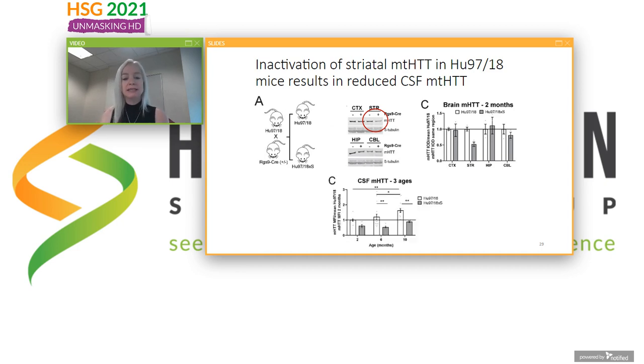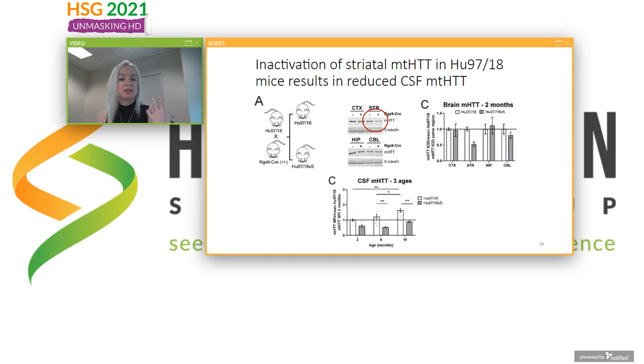And importantly, in these animals, when we have this approximately 50% reduction in striatal mutant Huntingtin, which is within the target range of therapeutic Huntingtin lowering, we see a consistent and measurable reduction in CSF mutant Huntingtin. Now, this is stronger in older mice than in the younger mice, and this suggests that the striatal component may be biased towards the neurodegenerative component. So this is good news for therapies.